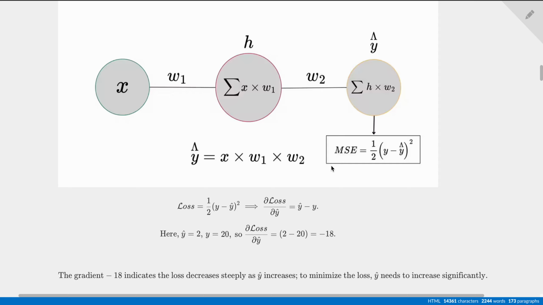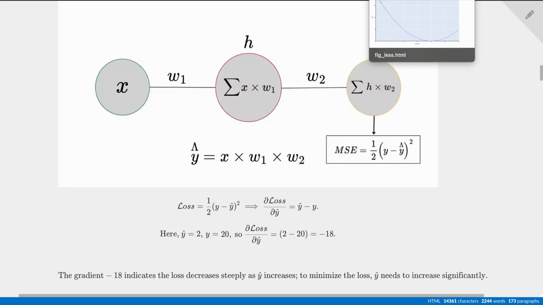Welcome back, everyone. In the previous video, we calculated that the partial derivative of the loss with respect to y hat is equal to y hat minus y. Here y hat is 2 and y is equal to 20. So the gradient is equal to negative 18. The gradient of negative 18 indicates the loss decreases steeply as y hat increases. To minimize the loss, y hat needs to increase significantly.